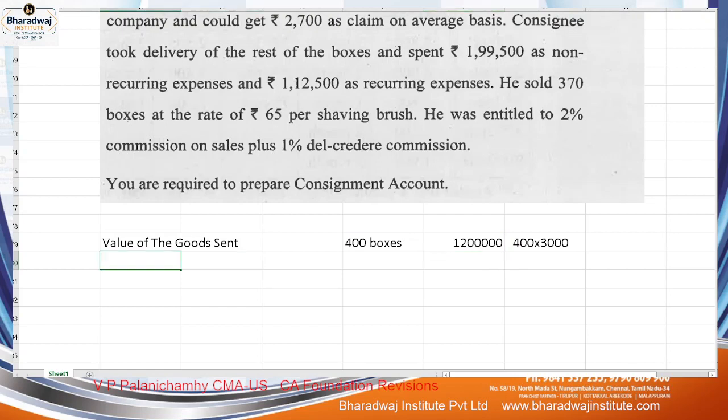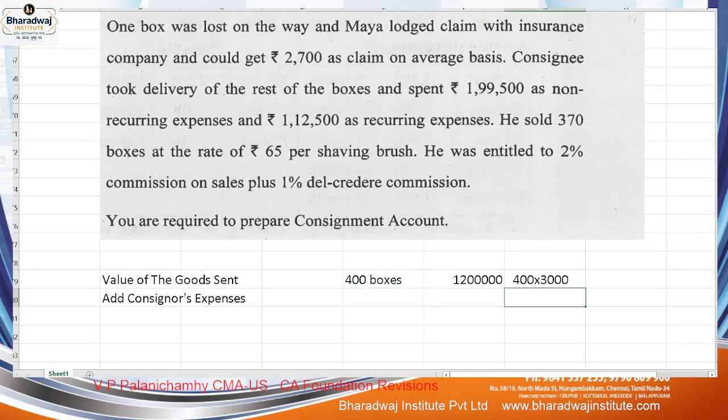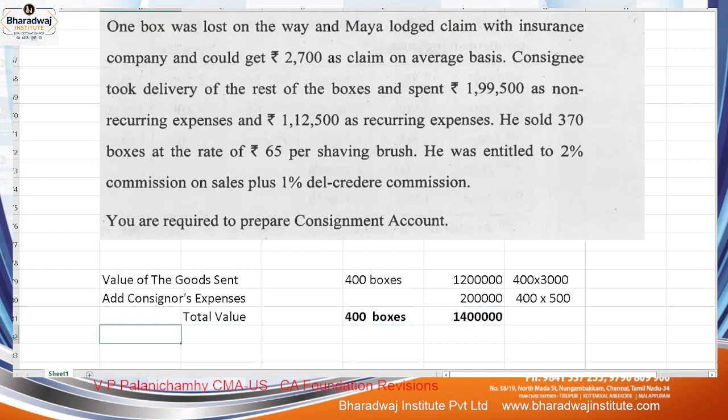Then add consignor's expenses. What have they spent? Consignor's expenses 500 per box. 400 into 500. Total value for the 400 boxes comes to 14 lakhs. Less lost in transit.